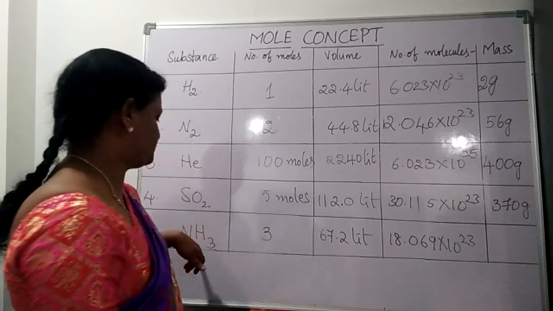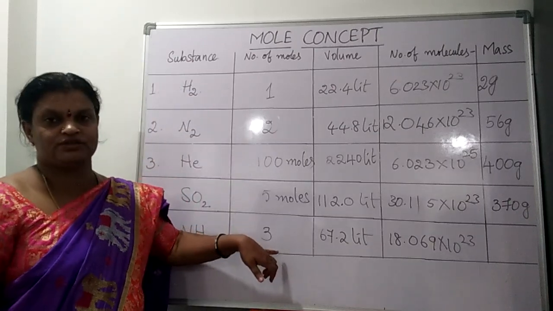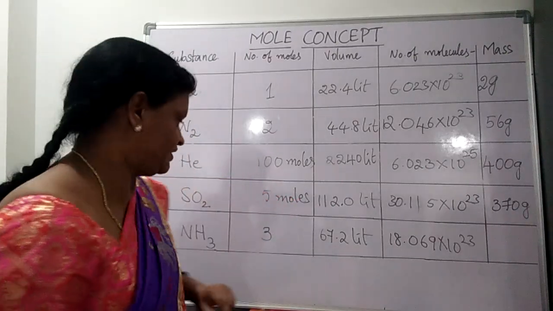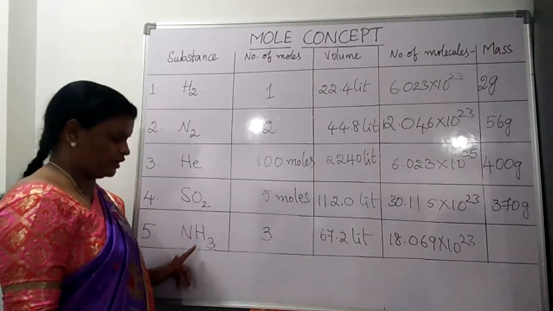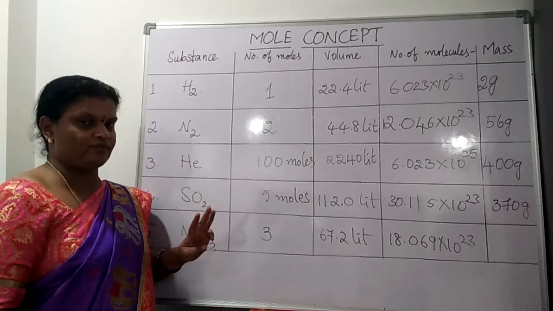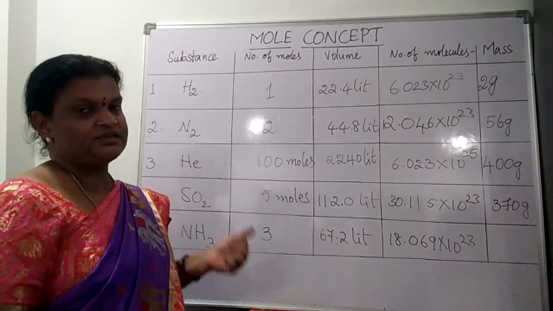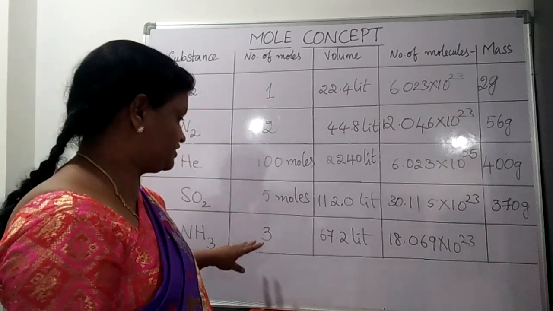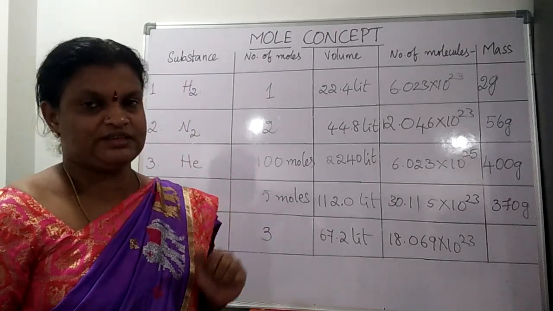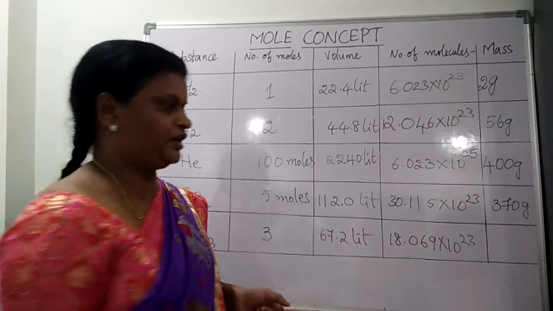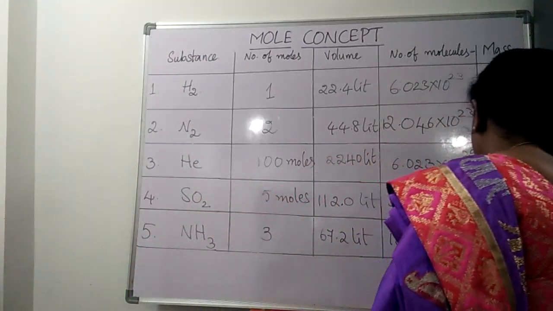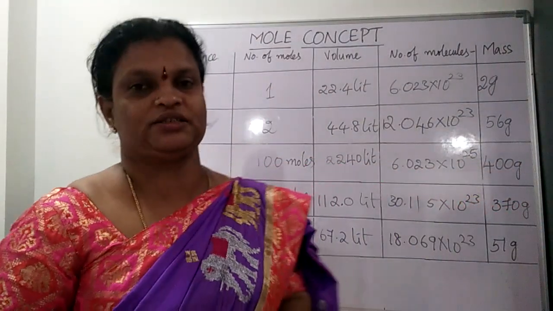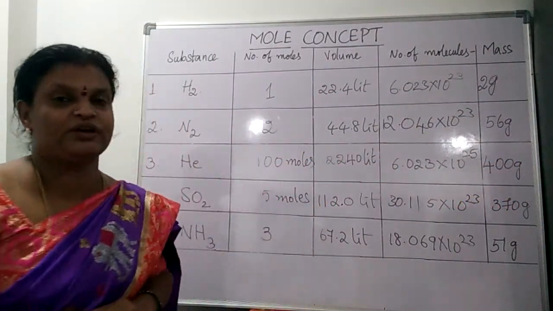Then what is the mass of ammonia if it is taken 3 moles? We know already that 1 mole of ammonia means nothing but 17 grams. How will get that 17 grams? Nitrogen 14 and 3 hydrogens are there, 3. 14 plus 3, 17. 17 grams is the mass of 1 mole of ammonia gas. If it is given 3 moles, what is the mass? 17 into 3. How much will get here? 51 grams. That is the mass of 3 moles of ammonia gas.